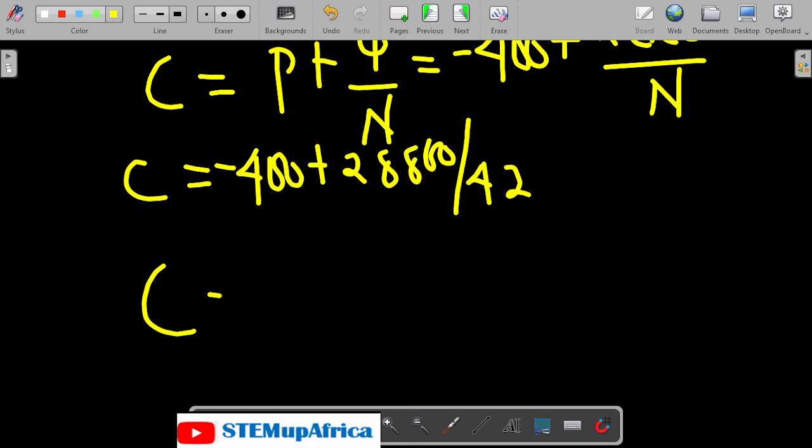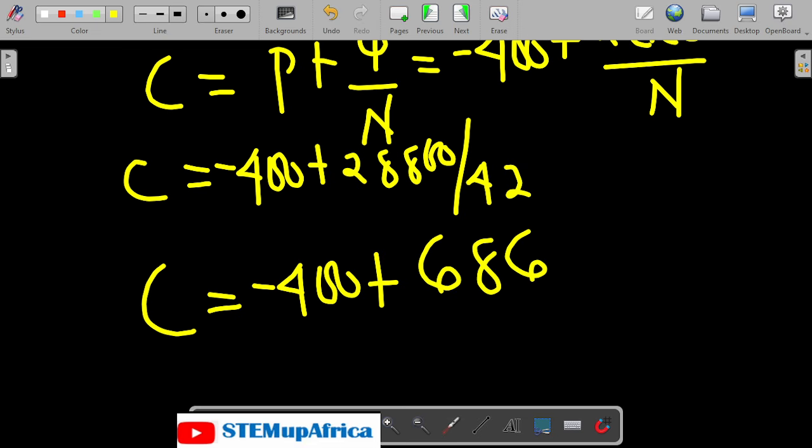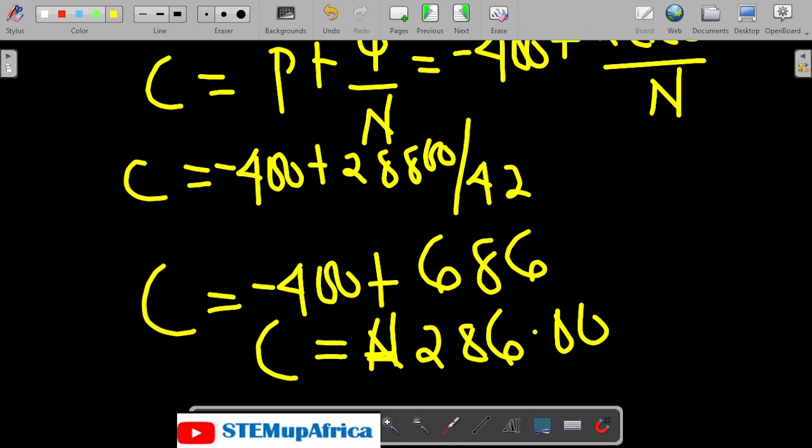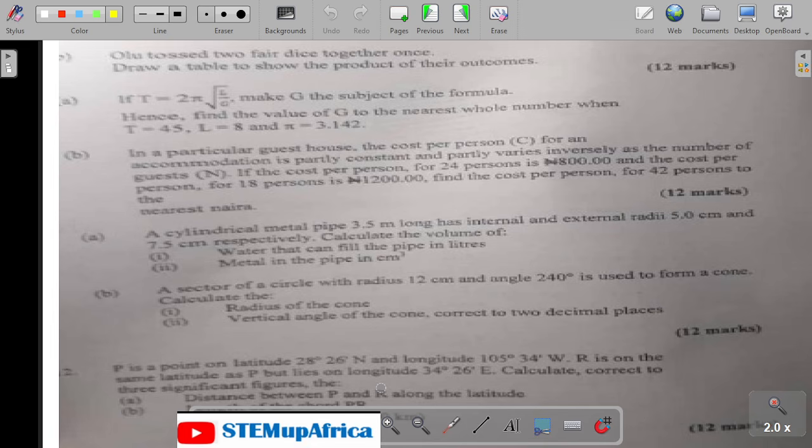So C is now what? Minus 400 plus, if I divide them, approximately will give us 686. So C now is simply 28600. That is partial variation. That answers question 10A, 10B, I mean. Let's go to 11A.